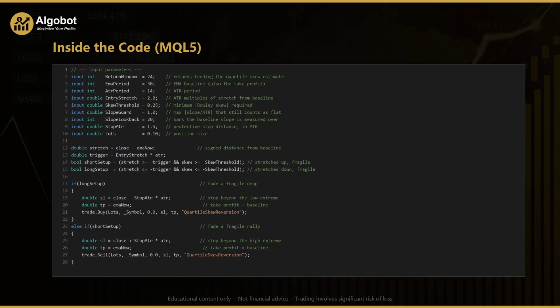Below the inputs, the strategy computes stretch, the signed distance of the close from the baseline, and trigger, which is EntryStretch times ATR. Then it defines two setups. Notice both sides are shown.